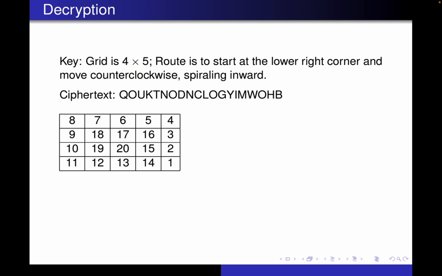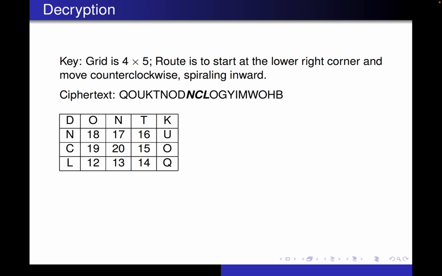So we're going to fill that up with the ciphertext, putting in the ciphertext along the route this time, not top row to bottom row, the orderly way that we do it when we encrypt. So the first 4 letters are going to be QOUK. That's going from the bottom of the right column to the top. Our next 4 are going to go from right to left along the top row, and that's going to be TNOD. Our next 3 are going to go along the first column from almost the top to the bottom, 9, 10, 11. The next 3 are NC and L. Then along the bottom, we get 12, 13, and 14. That's the next 3 letters, OG and Y.